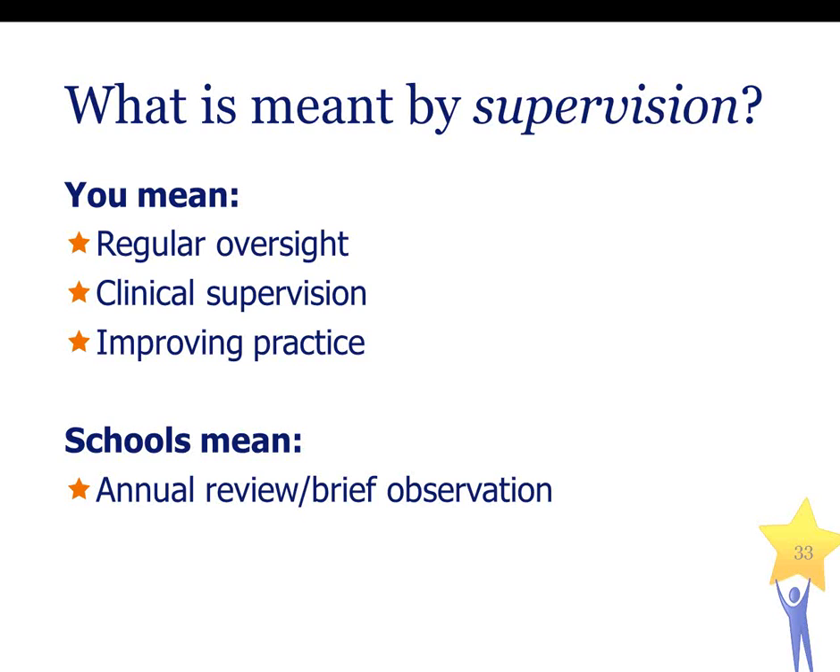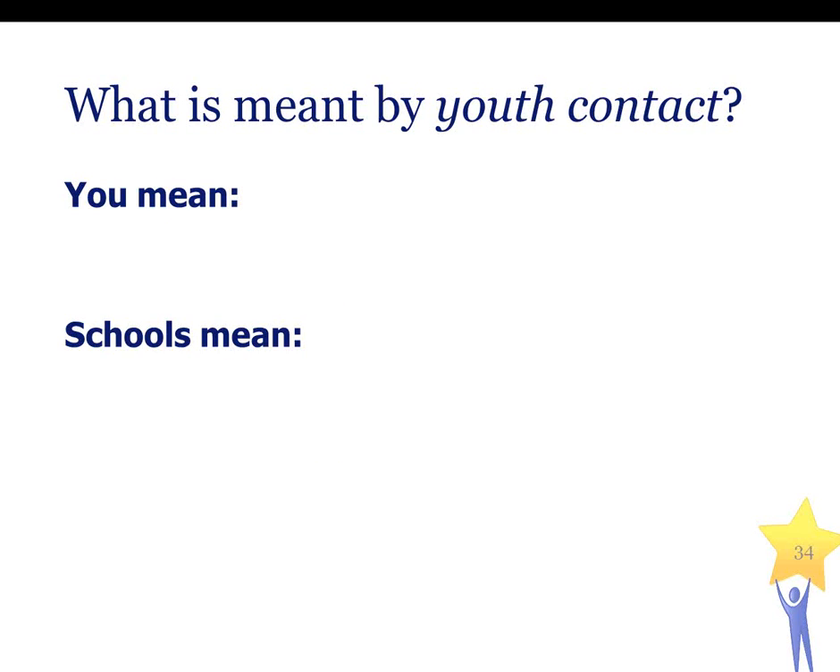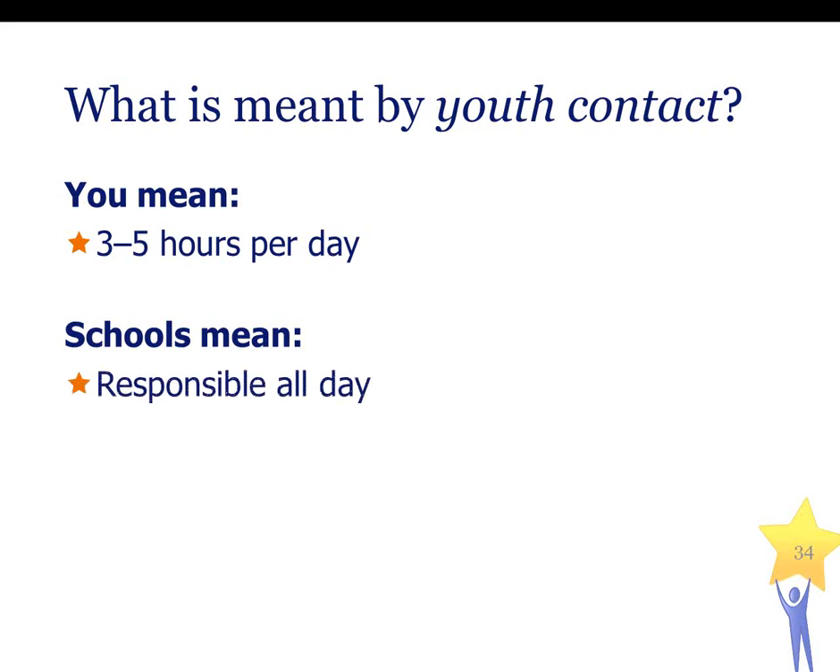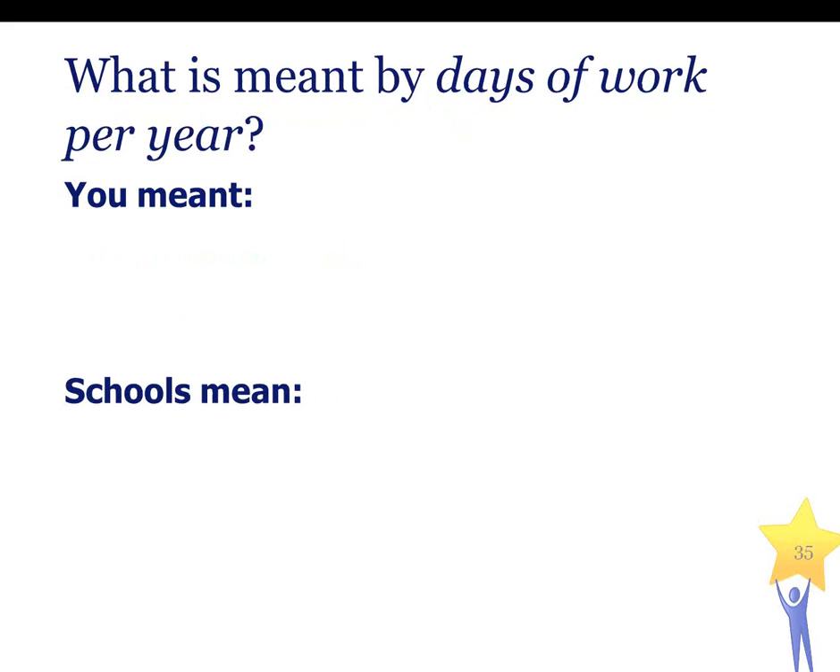And we're going to do 2 more. Let's do the next one. Youth contact. You might have contact 3 to 5 hours a day. School personnel, let's go right through it. It means they're responsible all day for students. They've got them in front of them all day. And let's go to the next one. I'm speeding along because I don't want to cut into the next presentation. Your number of days of work is something like 250.